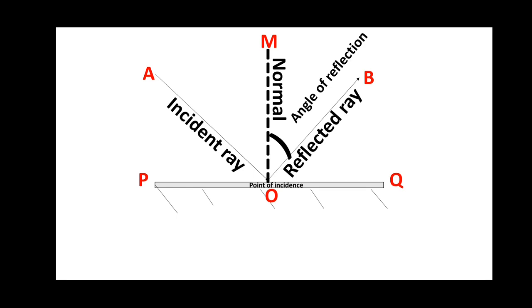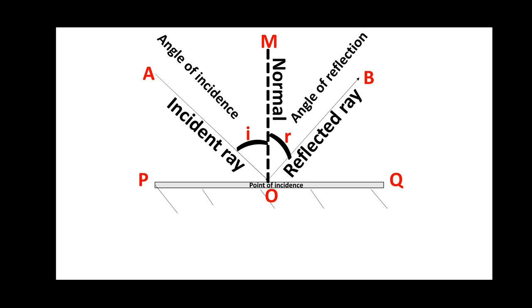It will be denoted using the small letter r. The angle between the incident ray and the normal is the angle of incidence. It will be denoted by using the small letter i. These are the new terms related to reflection of light.